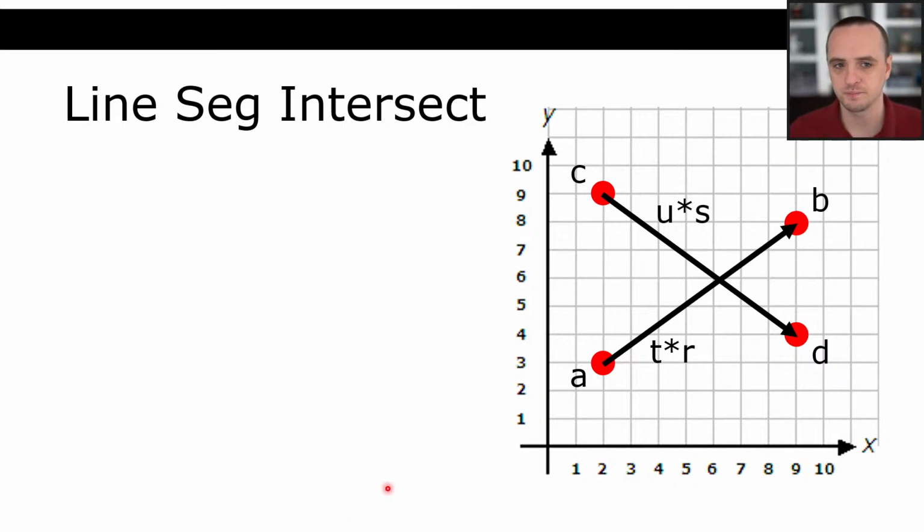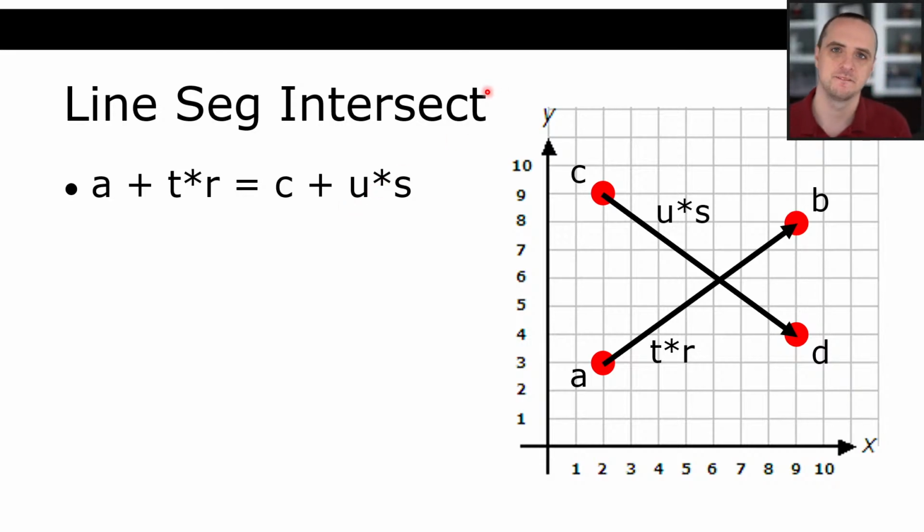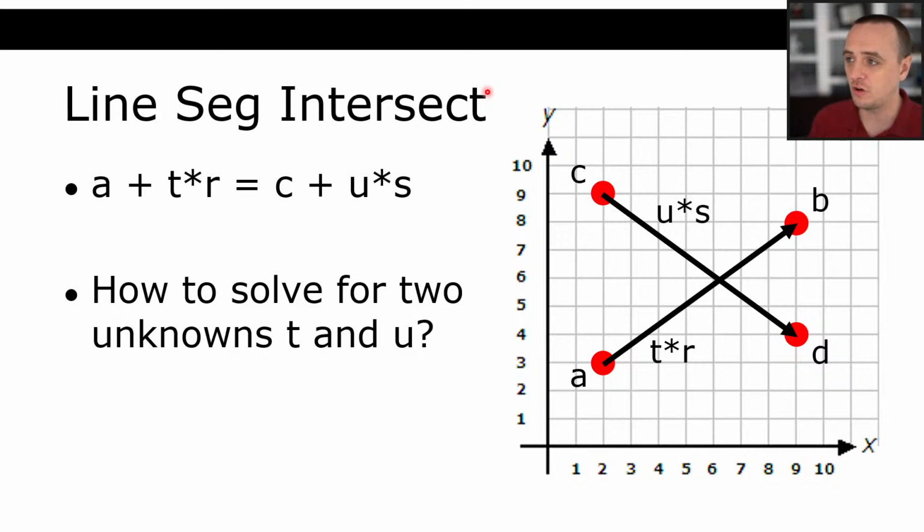So let's have a look. We're going to set A plus T times R equal to C plus U times S. But as all of mathematics has told us for the history of time, in order to solve an equation, we need to have at least as many equations as we have unknowns. But here we have two equations and two unknowns. So how can we solve an equation when we have two equations and two unknowns?